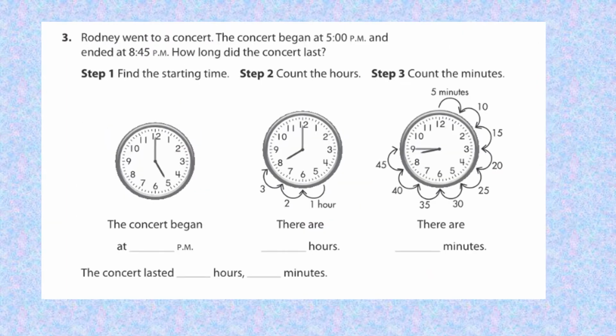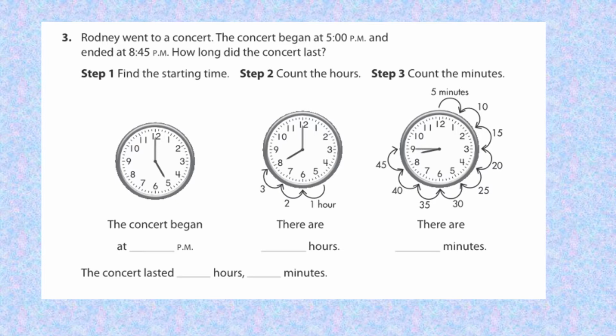The next slide here breaks it through how to work on our elapsed time. Rodney went to a concert. The concert begins at 5 p.m. and ended at 8:45 p.m. How long did the concert last?